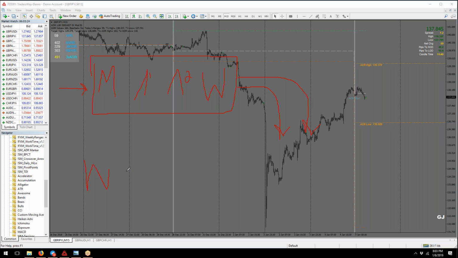W, V1, V2, and the market corrects with the M. These four patterns, you're looking for these four patterns when the market is going up. This is when you're buying. This is when the market is going up. This is when the market is going down.